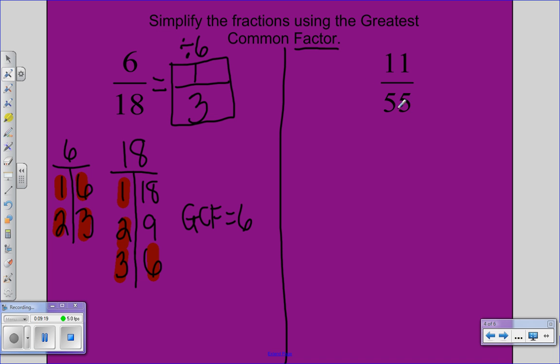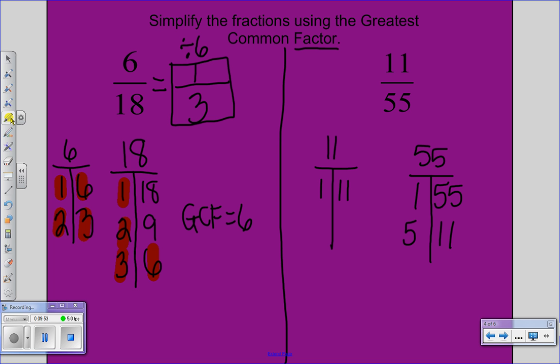Alright, your second example over here is going to be 11/55, using the greatest common factor. Factor means T-chart. So write your T-charts, 1 and 11. And that's it, because 11 is prime. It only has 2 factors. You're going to come over here and do your T-chart for 55. And you're going to think to yourself, alright, 1 and 55, and then 5 and 11.